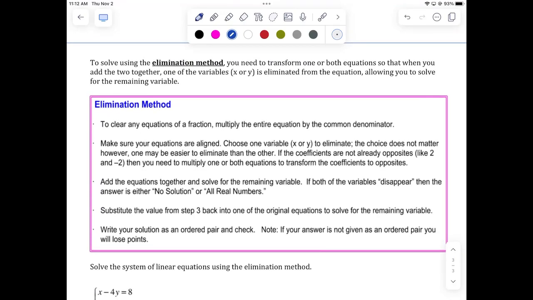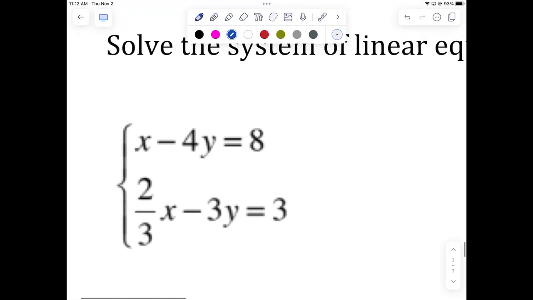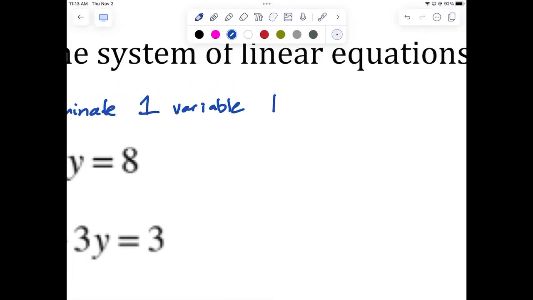Okay, so here's what the elimination method is. I'm just going to walk you through it. The elimination method is where we're trying to eliminate one variable by adding the opposites.